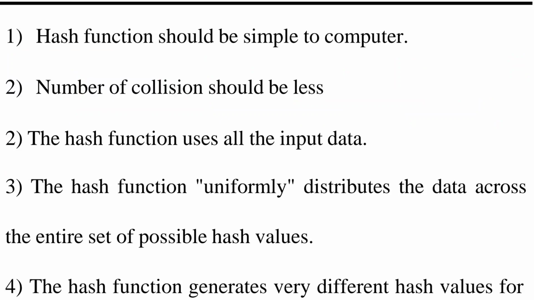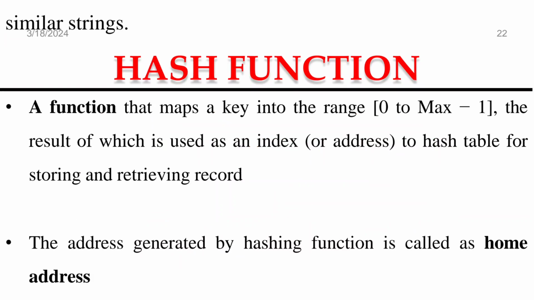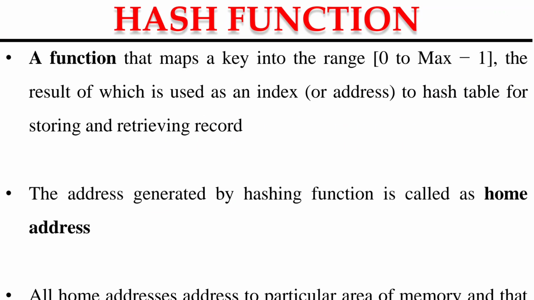As we know, the number of collisions should be less in the hash table. If a collision occurs, then we are going to resolve it with the help of some techniques, and there are some types that we are going to learn shortly. So these are the hash function properties that you should know. Now, what is meant by a hash function?